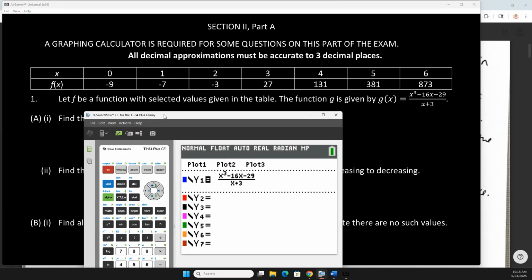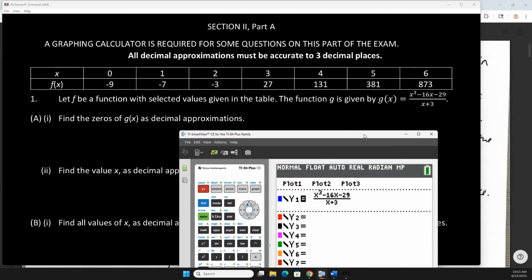All right, this is somewhat confusing, and this might be maybe the first time you've seen one problem with two different functions. So f of x is the function that is in the table, and g of x is the algebraic function. They are not related in any way. Some of these questions are going to ask you about f, and some are going to ask you about g. I think A and B are all about g.